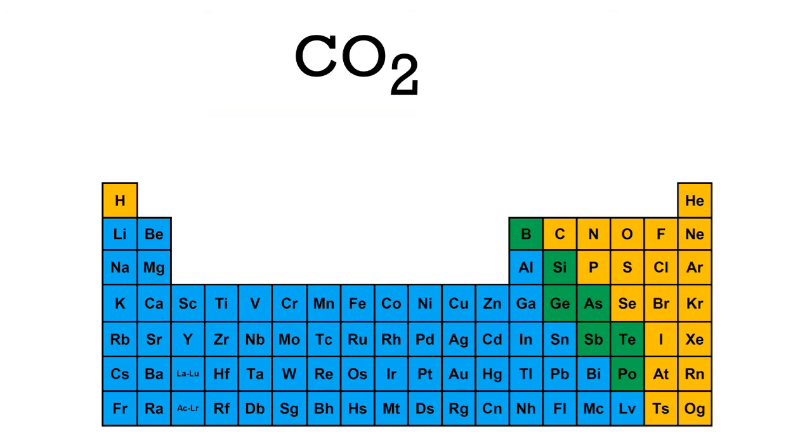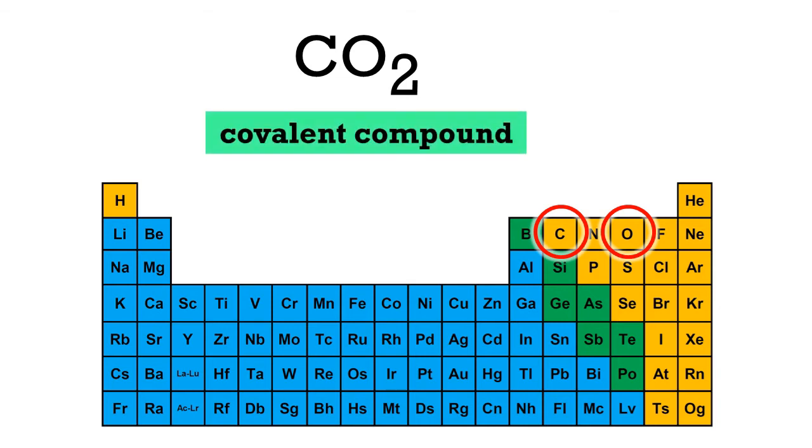CO2 or carbon dioxide. We have two elements here. One is carbon, the other one is oxygen. Carbon and oxygen are both located to the right side of the metalloids, so these elements are non-metals. Because CO2 contains two non-metal elements, therefore, it is a covalent compound.